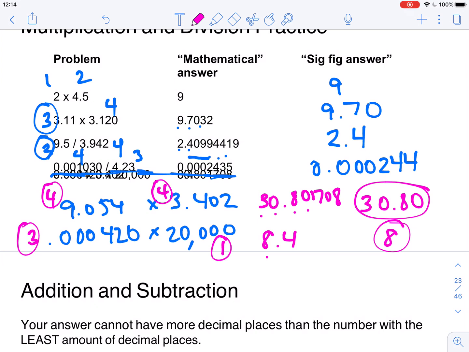So some people's minds are blown. They're like, how can I round that to 8? Like, that's not a very accurate answer. Remember that this is not a very precise number, right? If I only know something to the 20,000s, my answer can't be better than the number that I'm starting with.